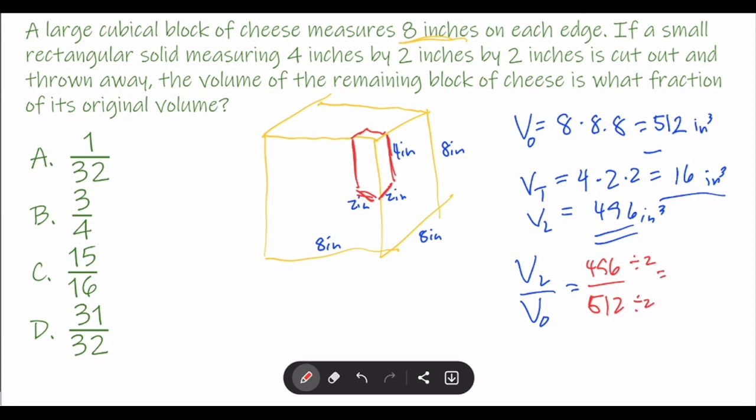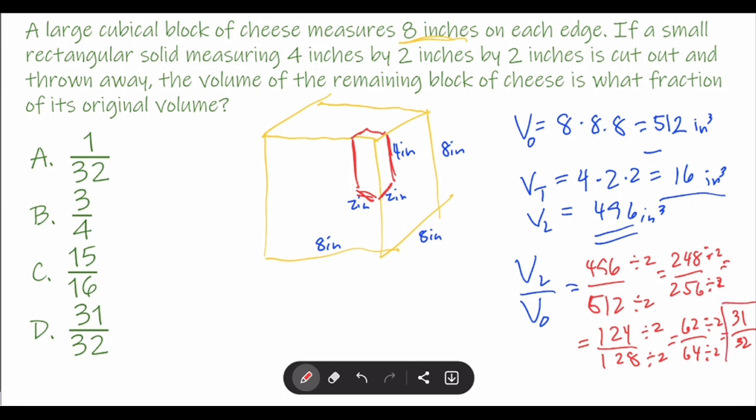So we have here 256, and the top is 248, and then we divide it by 2. So we have a value here which is 124, and the bottom is 128, and then we divide it by 2 again. So we have 62, and the bottom is 64, and then we divide it by 2 again. So we have 31 and 32.